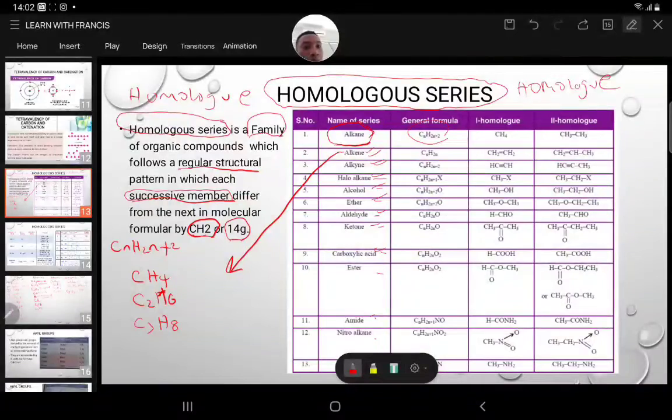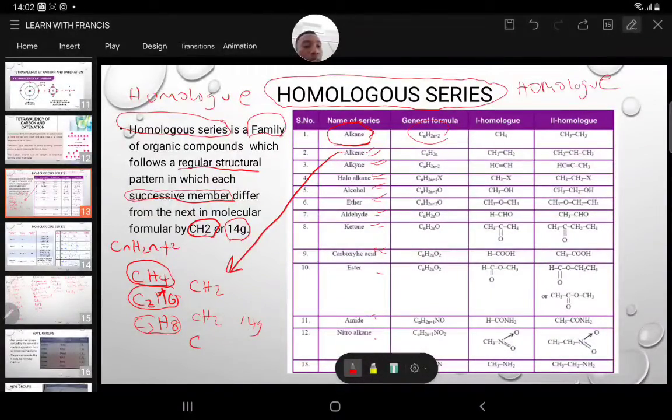Now, the difference between this and the one on top of it should be CH2. The same goes for all the families. How did I get CH2? 2 C's here minus 1 C here, you're getting C. 6 hydrogen minus 4 hydrogen, you're getting 2. It is constant. Now, how did we come about 14 grams?